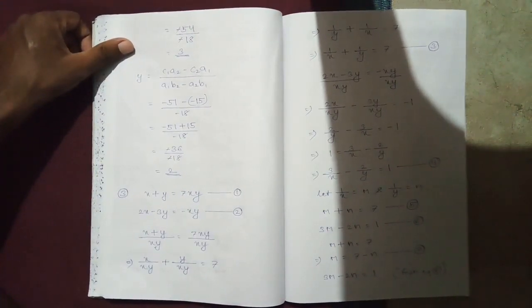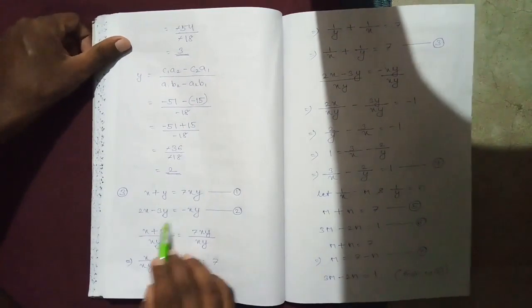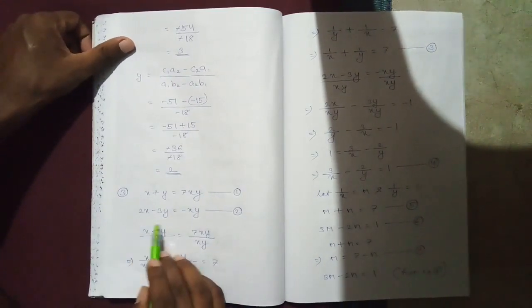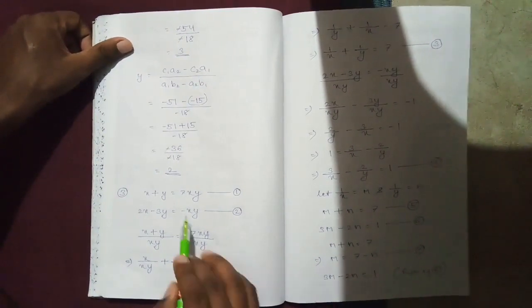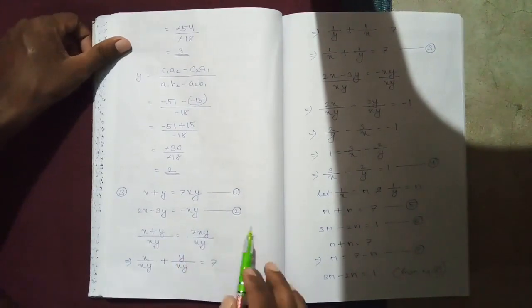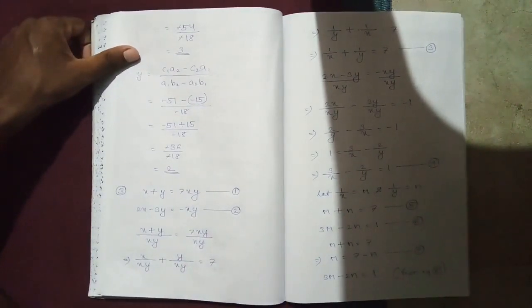It is not linear. Okay, similarly second equation we have 2x minus 3y is equal to minus xy. There is no constant here. We don't have any constant term, so this is also not a linear equation. Okay, so first you have to convert them to linear equation. How to convert to linear equation?